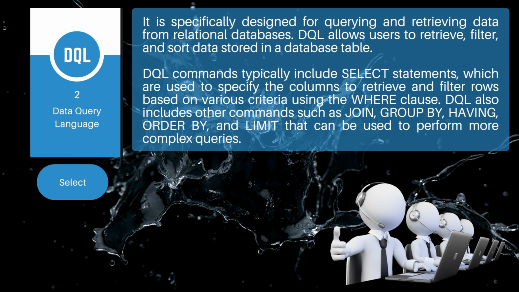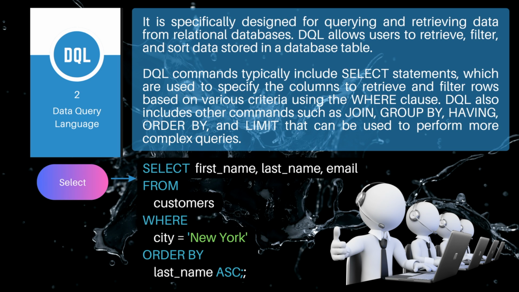DQL also includes other commands such as join, group by, having, order by, and limit that can be used to perform more complex queries. So let's look at an example. In this example, the query is selecting the first name, last name, and email columns from the customer table, but only for customers who live in New York, as specified in the where clause. The results are then sorted by last name in ascending order, again as specified in the order by clause.